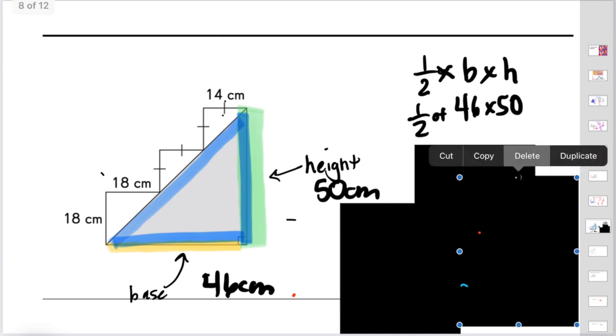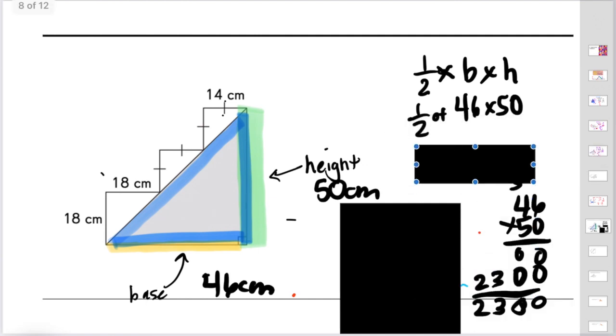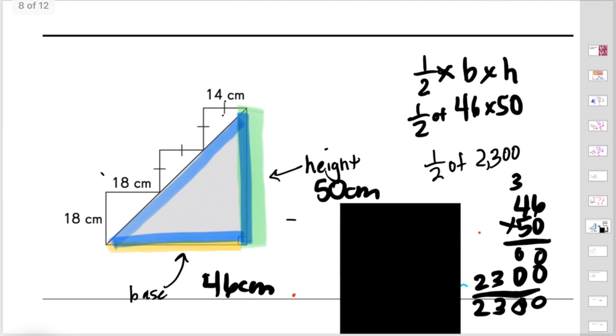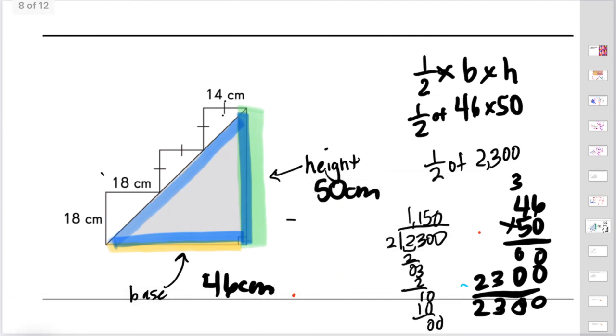Okay, so when we multiply 46 times 50, we get 2,300. And our next step then is to take half of 2,300. And when we take half of something, we're dividing it into 2 equal parts. And so 2,300 divided by 2 gives us 1,150. So the area of this triangle would be 1,150 centimeters square, or square centimeters.